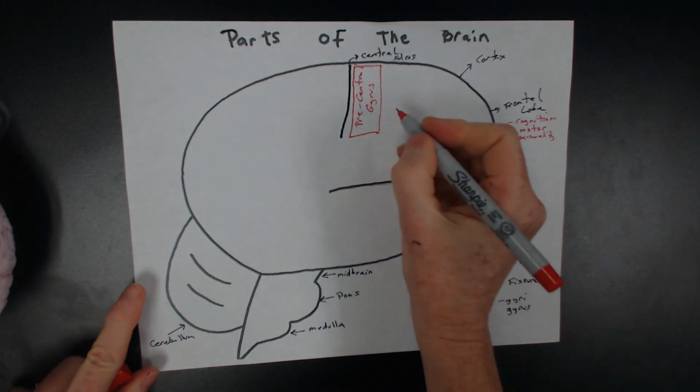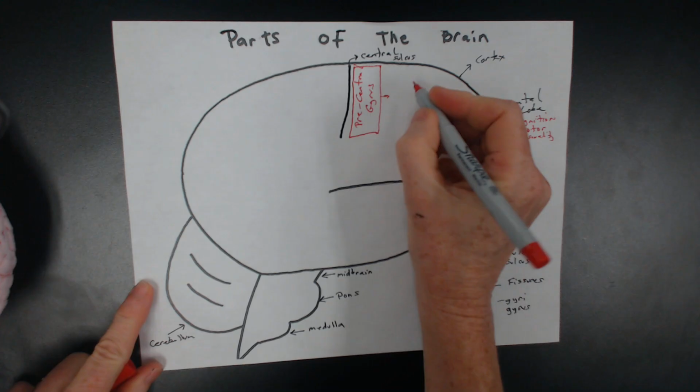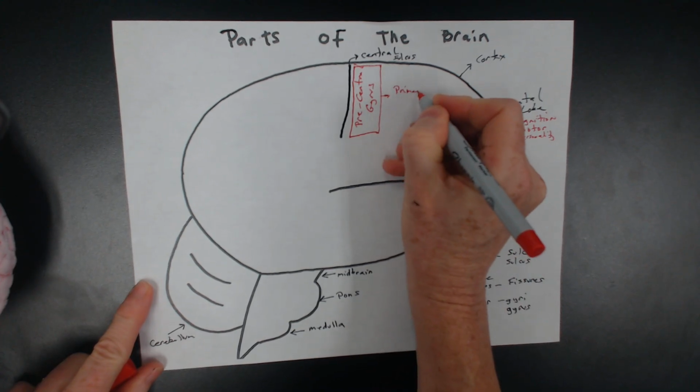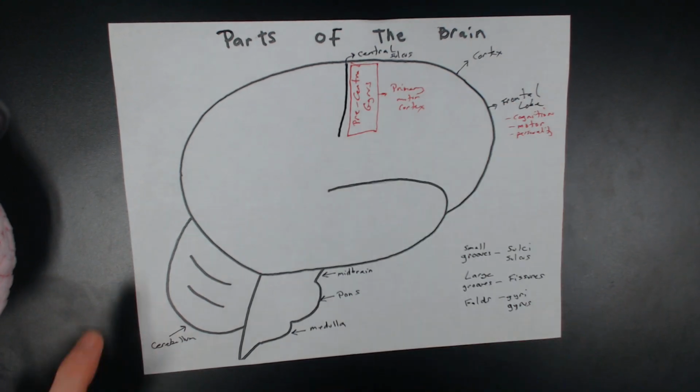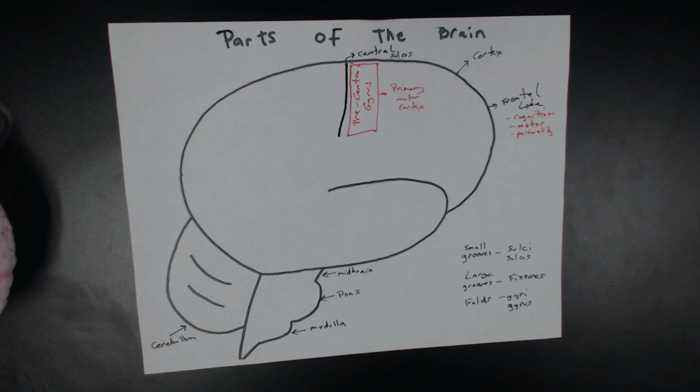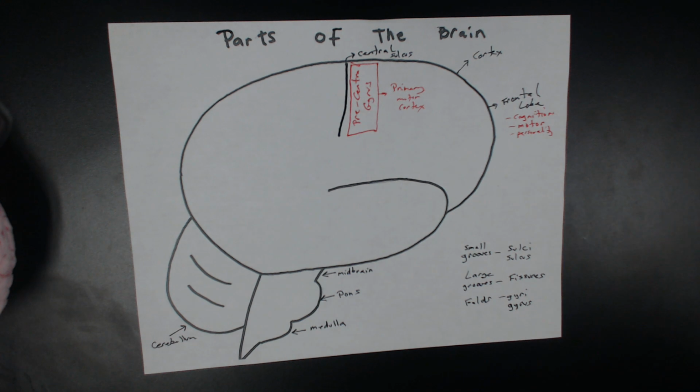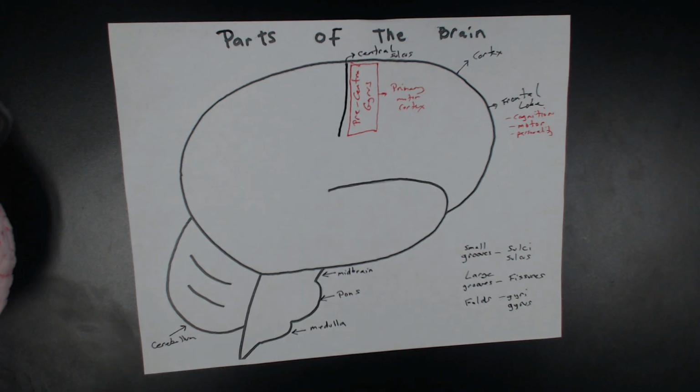Another name for pre-central gyrus is going to be your primary motor cortex. Okay, everybody see where I am? So frontal lobe, think motor, cognition, personality. Motor function is going to start in the pre-central gyrus, which is also known as the primary motor cortex. Got it? All right, moving on back.